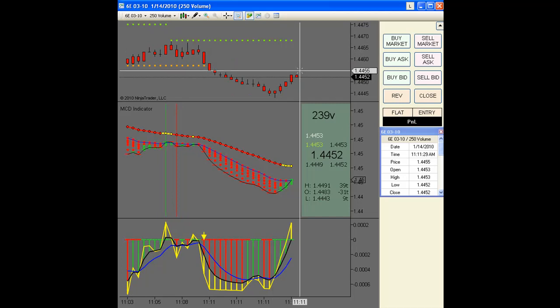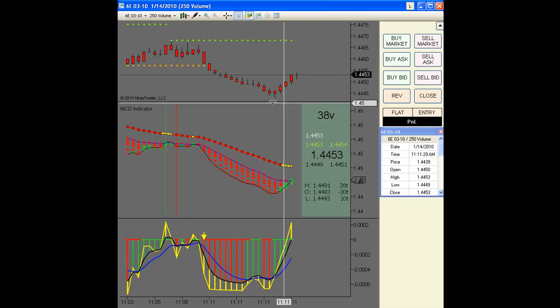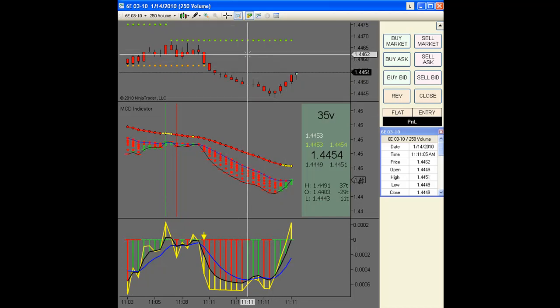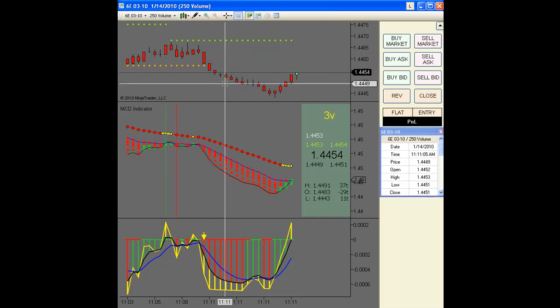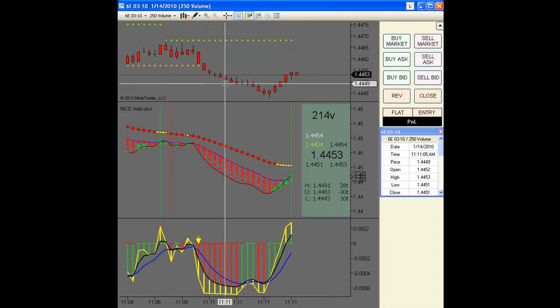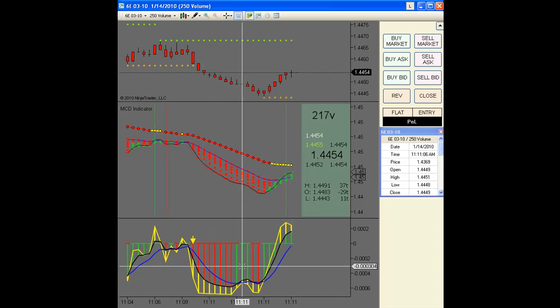Look at this one, came back. Okay, so we got a nickel and dime there, that's fine. So we get a 5, then we get a 5 and a 10, so we have 20 ticks here. What does that equal? 20 ticks times $12.50 a tick. It's $250 just on those two trades right there. That's not bad.